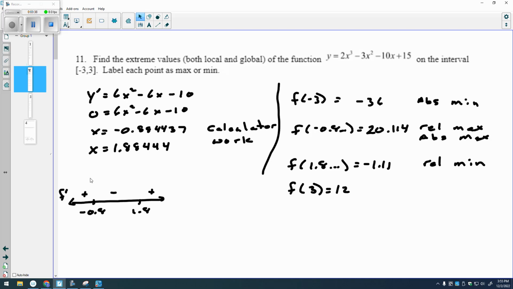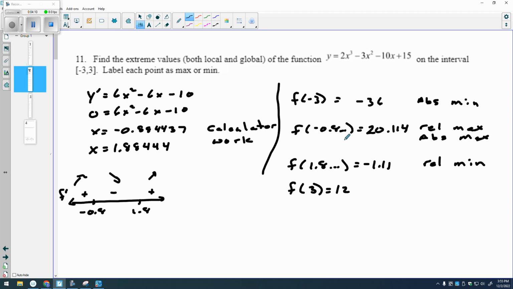Since I'm increasing on this side and decreasing on this side, f of -0.88 must be a relative max. That's this right here. F of 1.88, going from decreasing, so it's decreasing here. I can go ahead and show that, I guess. So we're increasing to decreasing, and then we're back to increasing. So this is a min, and this is a max. Okay? So this is a relative min.